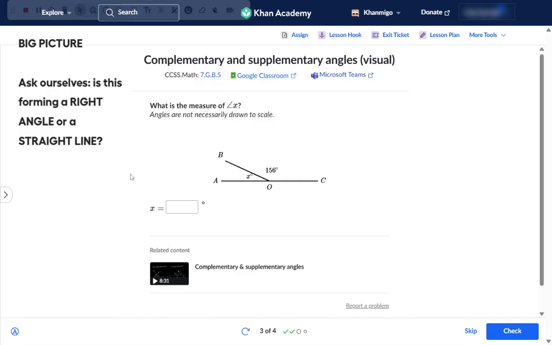You can finish these up. You're welcome to pause and skim back in the video to reference those examples. Thinking big picture, what information are they telling us in the figure? Is it a straight line or a right angle? Here we're seeing another straight line, so it's going to be supplementary. They're going to add up to equal 180.